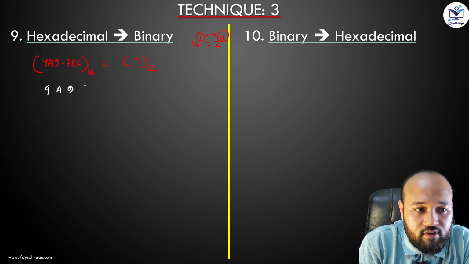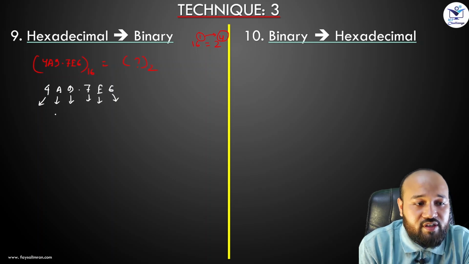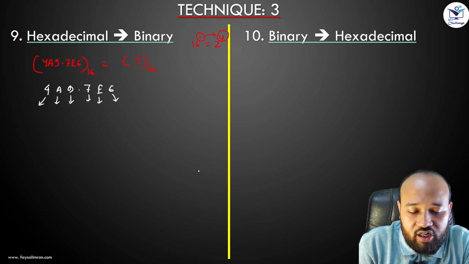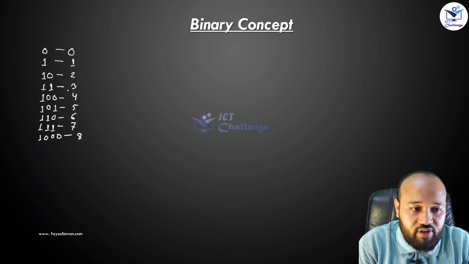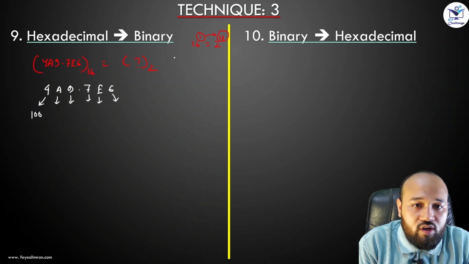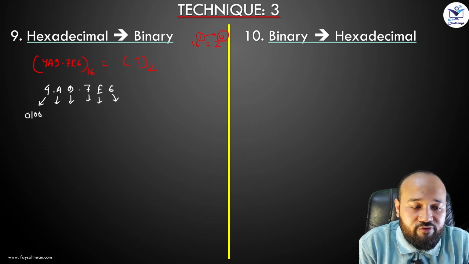4A9.7E6. You must write like this way, and each digit becomes a 4 digit binary number. Now we also need a chart for this number system. You can also use these things for converting to binary, like for 4 we will get 100, right? So if we write here 100, we need 4 bits, so we put here 0 for satisfying our rules. So 0100 is the binary for 4.